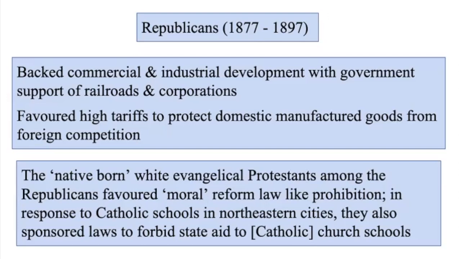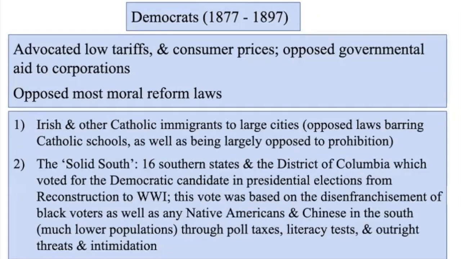The so-called native-born white evangelical Protestants among the Republicans favored moral reform law, like prohibition. In response to Catholic schools in northeastern cities, this group also sponsored laws to forbid state aid to Catholic church schools. The Democrats in the same period, 1877 to 1897, advocated low tariffs and consumer prices, and they were opposed to governmental aid to corporations. They were also opposed to most moral reform laws.